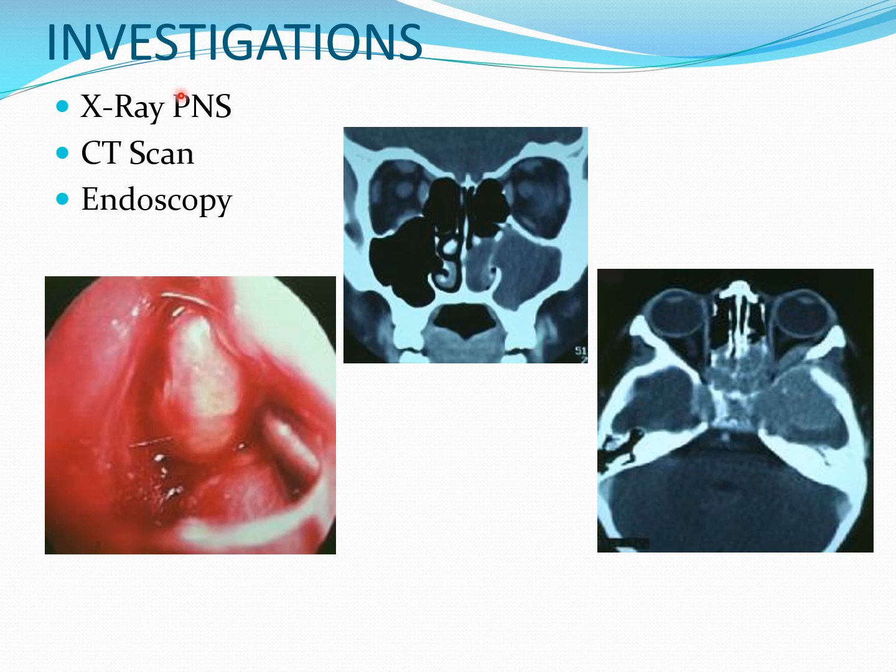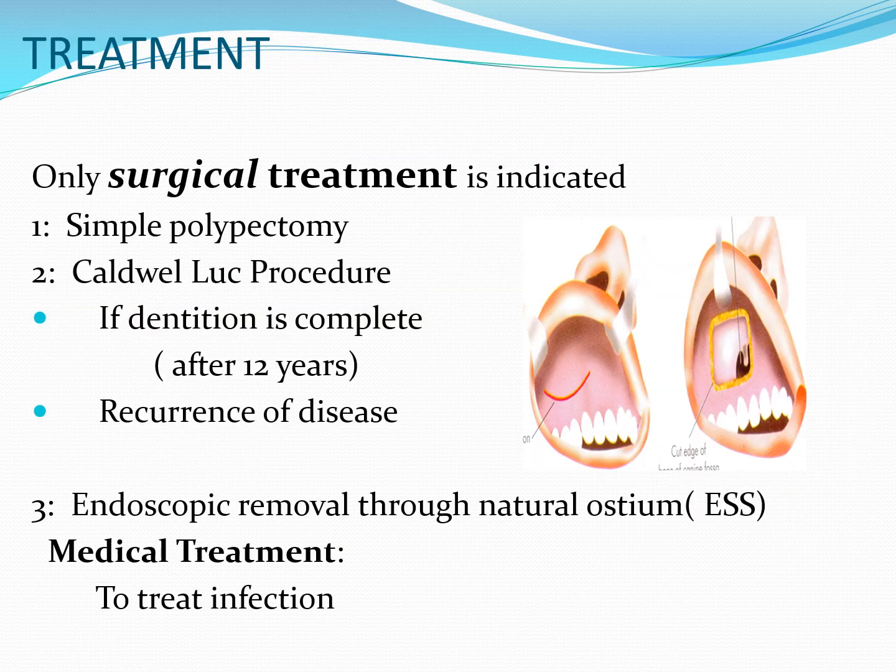Investigations are X-ray PNS, then CT scan, where you can see a mass in one maxillary sinus involving the unilateral nasal cavity. With endoscopy, we can see the mass with the help of endoscopes. Then you have to differentiate it from allergic polyps by serum IgE levels and blood CP test.